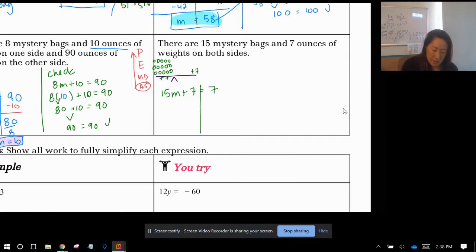Let's go ahead and balance this out. So the 15 is multiplying by m, and the 7 is adding to m. Which one do I undo first? I undo the adding. So I'm going to subtract 7. I get 15m is equal to 0. Oh, what? There's 0 pounds left? So when I divide by 15, how much is in each bag? 0 pounds. All right, let's check.